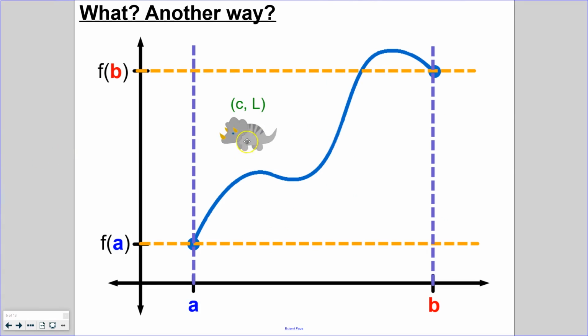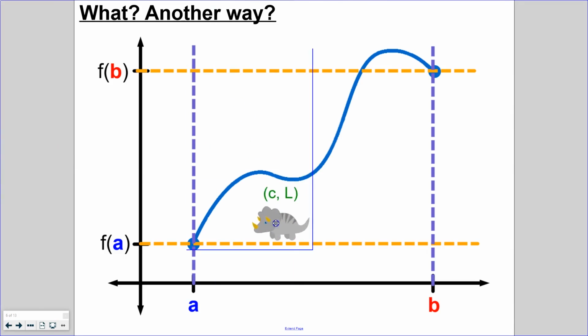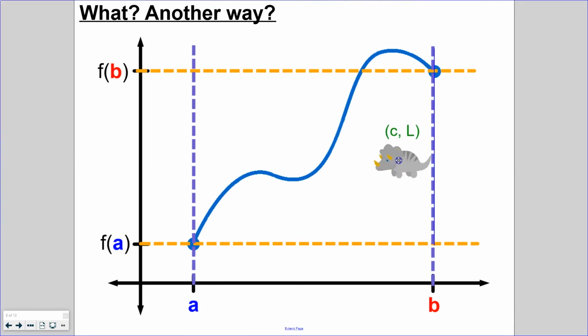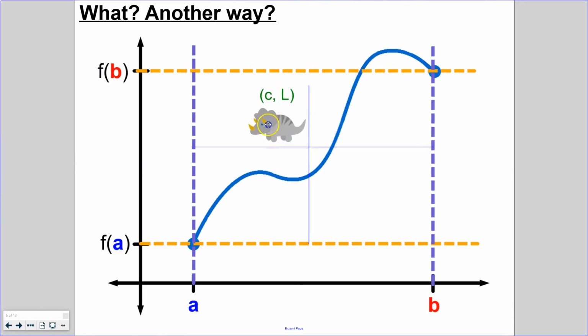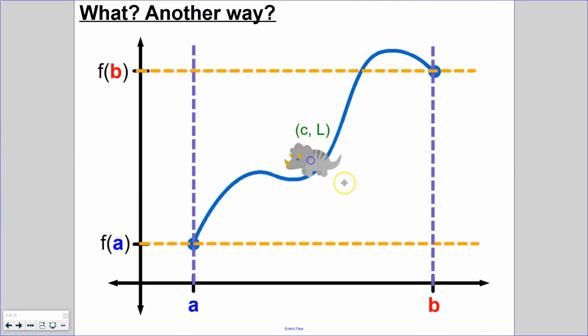So if we did have a point C, L, and we attach it to our awesome Triceratops right here, Tommy the Triceratops is free to roam anywhere as long as he stays in his little fenced-in area. Because in this fenced-in area, L is in between f of B and f of A, and C is in between A and B. So what the intermediate value theorem does is it kind of guarantees this patch where our point can live, or where Tommy the Triceratops is allowed to roam free.